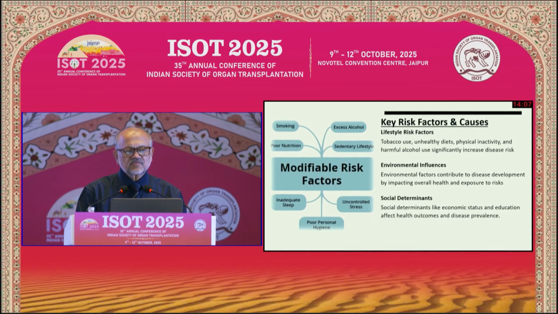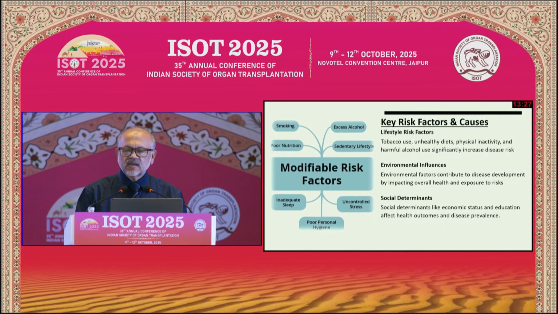Now, when you talk of risk factors, we are aware of non-modifiable and modifiable risk factors. We'll be discussing primarily the modifiable risk factors. Lifestyle risk factors like tobacco, unhealthy diets, physical inactivity, alcohol. Environmental influences, the change in environment that is happening at a fast pace, what you call global heating or whatever, actually impacts health very significantly. We may not notice it, but I think people on the ground feel the impact with temperatures touching 50 degrees.